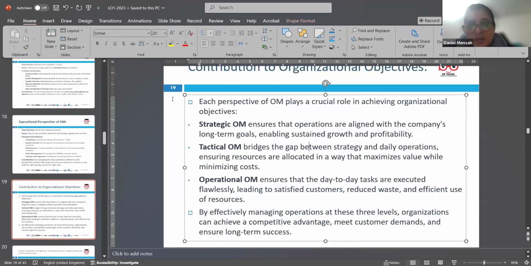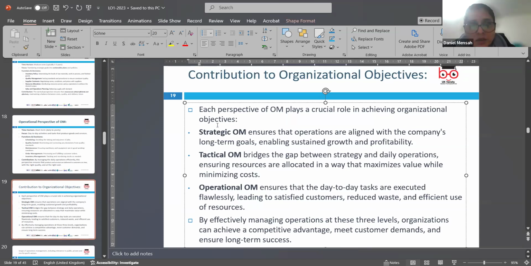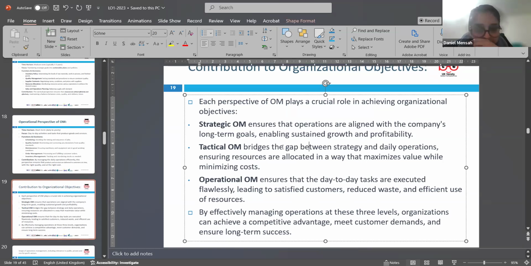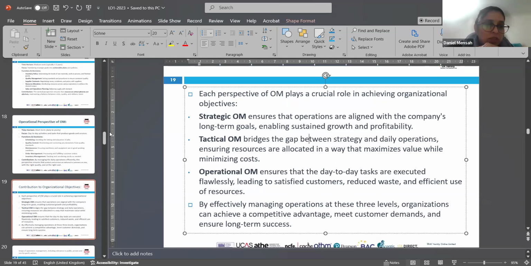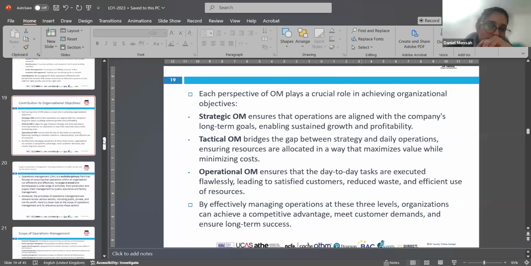So this is the contribution of each level of operation management toward the organization objective. So all these three levels are helping to gain the competitive advantage. It has to meet the customer need, and it ensures the long-term success of the company.